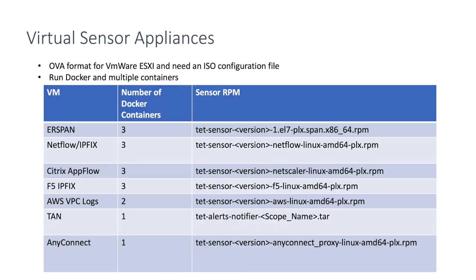So looking a little bit more at the actual virtual sensor appliances, here we can see that we have the ERSPAN, NetFlow, Citrix, and F5. Each one of those are going to be the ones that contain the 3 Dockers. AWS has 2 Dockers, and our TAN and AnyConnect will only have 1 Docker each. You can see the name of the RPM files. These are going to be pulled from your specific orchestrator. Each of these do have an OVA format on CCO, but it does require an ISO configuration file. We'll talk about that more at the end.